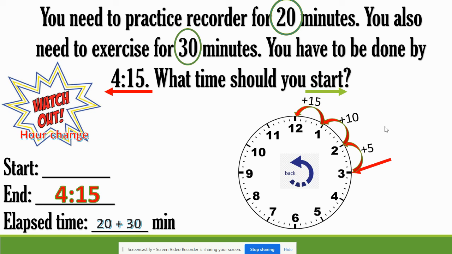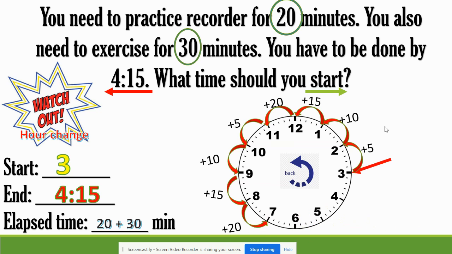Whoa! Watch out for the time change. So since we're going backwards, the start time is not going to be in the 4 o'clock hour. It's going to be in the 3 o'clock hour. Let's continue on with our jumpity bumps. 20 minutes, and then let's skip count to our 30 minutes. Okay, there we go. There's our start time. We know it's got to be in the 3 o'clock hour, and that is 3:25.